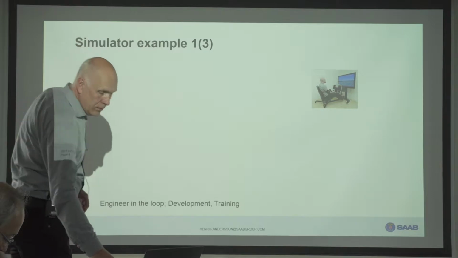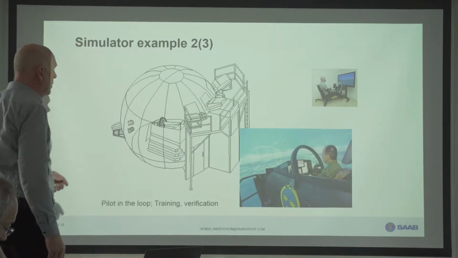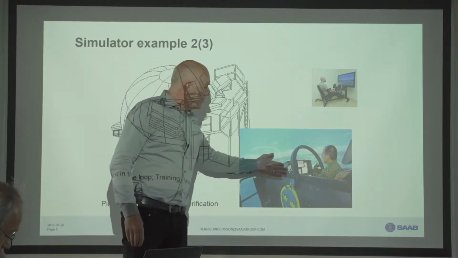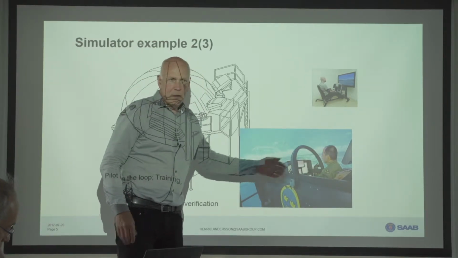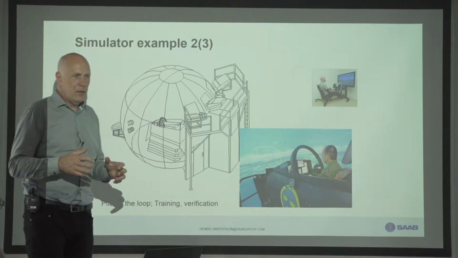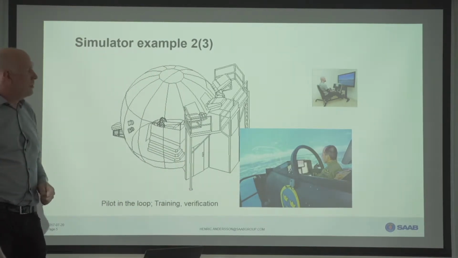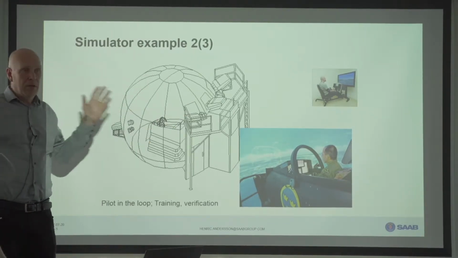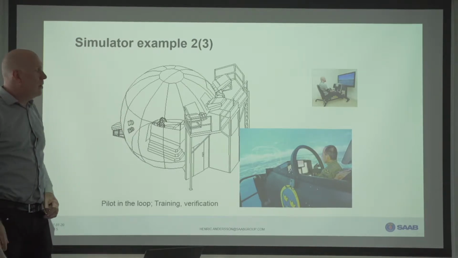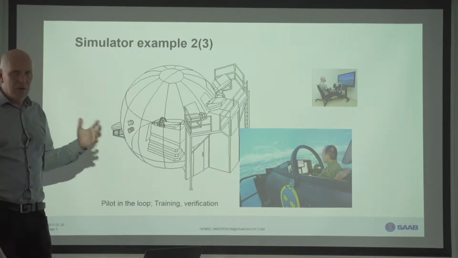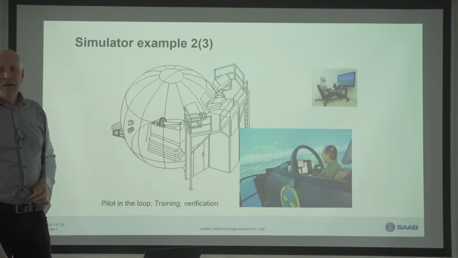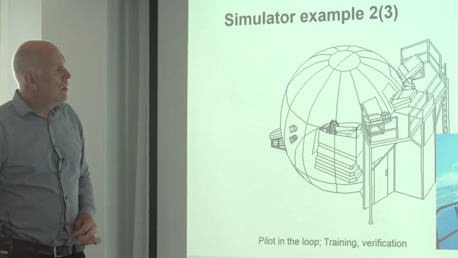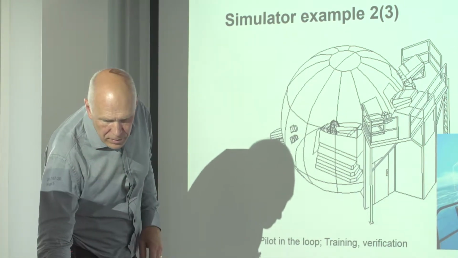Another kind of simulator is the full body simulator, where we have the actual cockpit, so the pilot can feel it. It has the same controls as in a real aircraft, and we have a dome, so you can see 360-degree images of the surroundings, so you get a whole other understanding of the flying and what you do. So that's another kind of simulator.